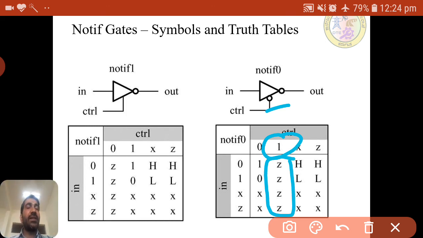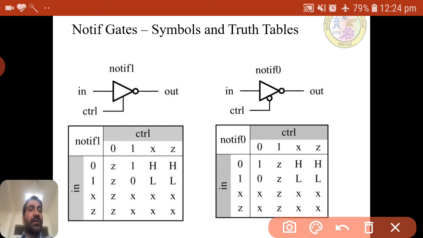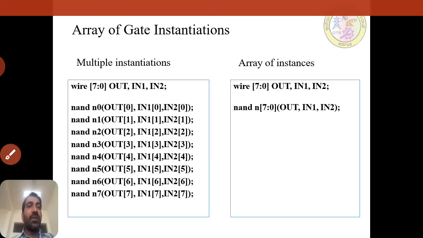High impedance state is not a valid signal here. It is not 0 or 1, we can't define the value, so we can say it is an invalid signal. For X and Z inputs it is similar to notif1, the same values it will give. So these are the two tables with respect to notif1 and notif0.